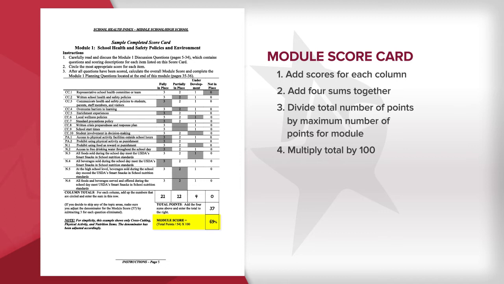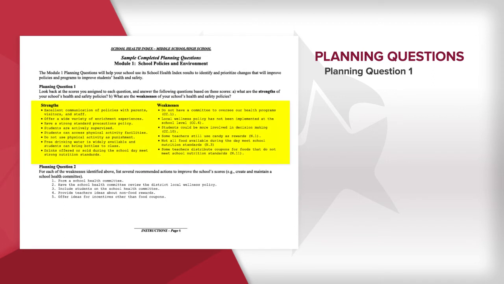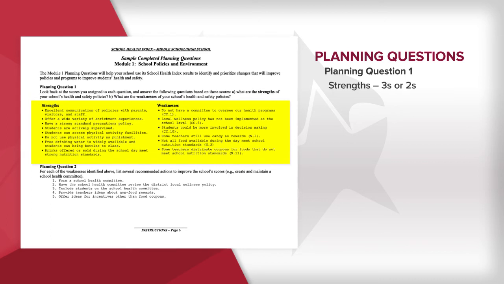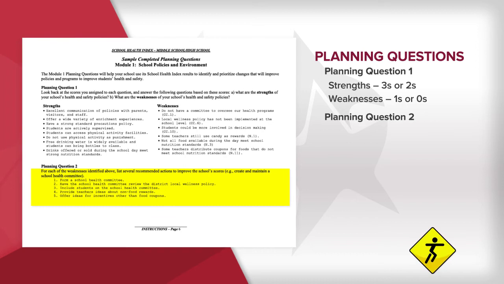Each module ends with 3 planning questions that will result in a list of recommendations. The first planning question asks the group to list the strengths and weaknesses found in the module based on the scores earned for each item. In general, strengths will be those questions that were scored as 3s or 2s, and weaknesses will be those scored as 1s or 0s. The second question asks the group to list the actions to improve each weakness identified in the first planning question. These are meant to be simple statements, converting the items that were weaknesses into actions.